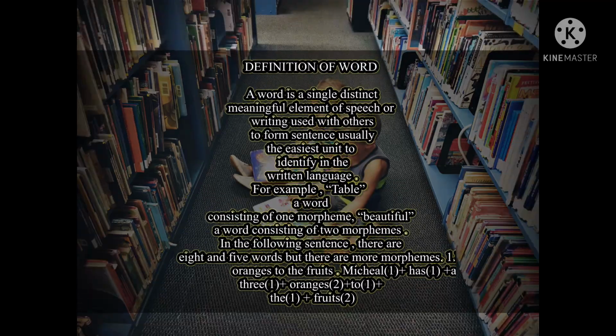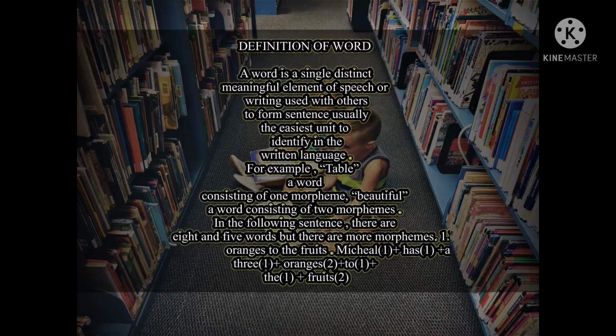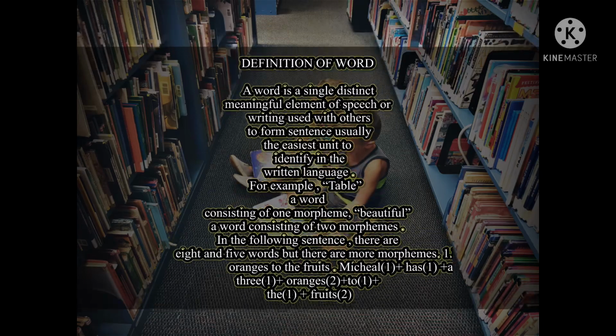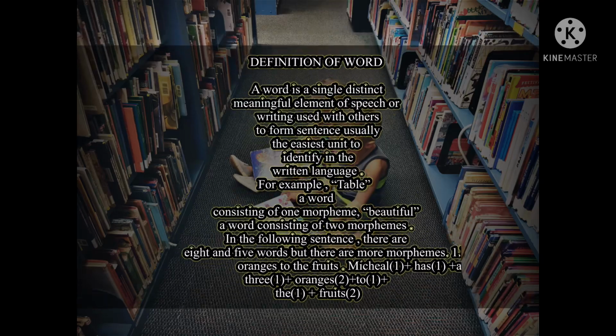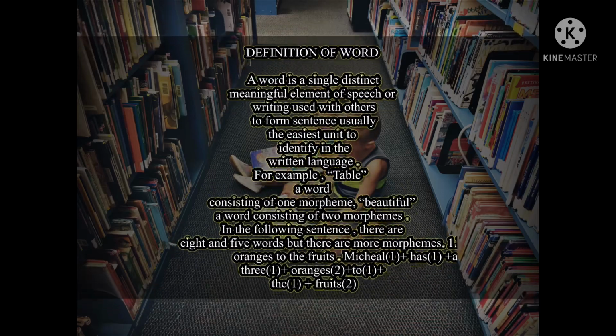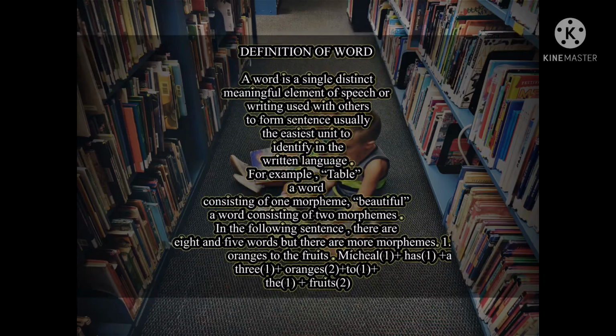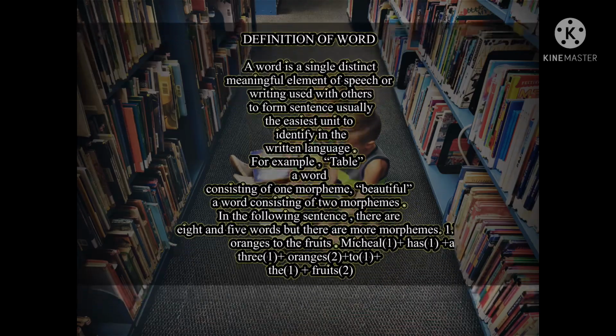For example, table is a word consisting of one morpheme. Beautiful is a word consisting of two morphemes. In the following sentence, there are 8 words, but there are more morphemes. From the previous lesson, it was taught that all words are morphemes, but all morphemes are not words.